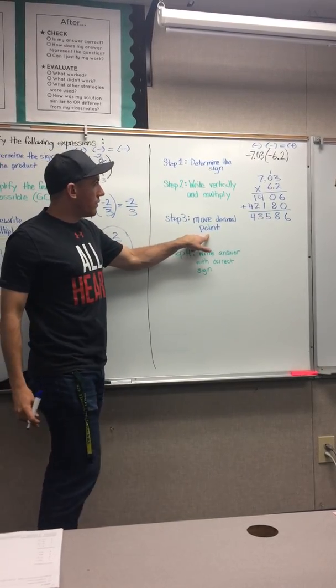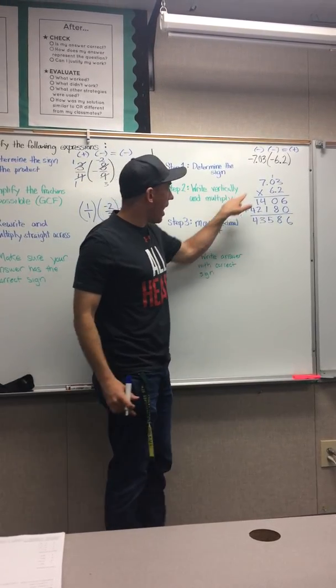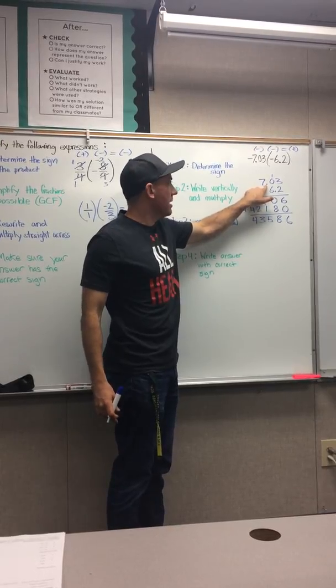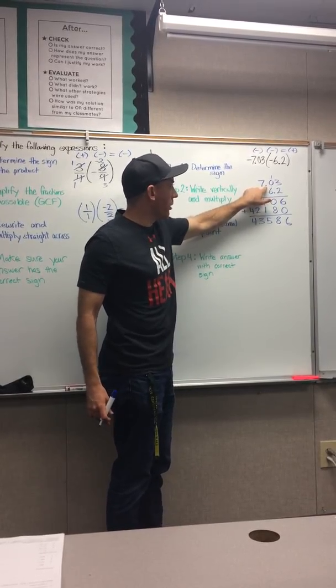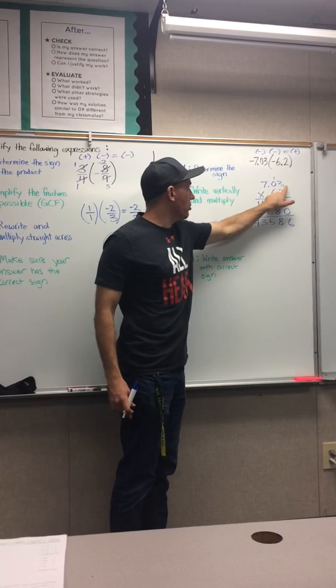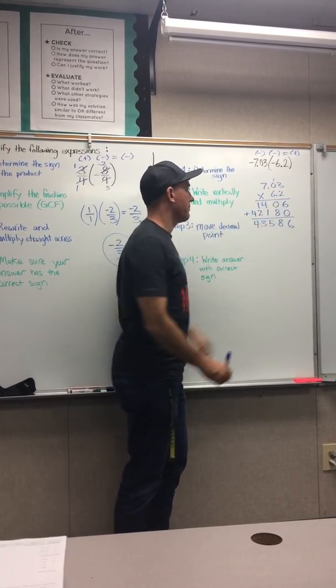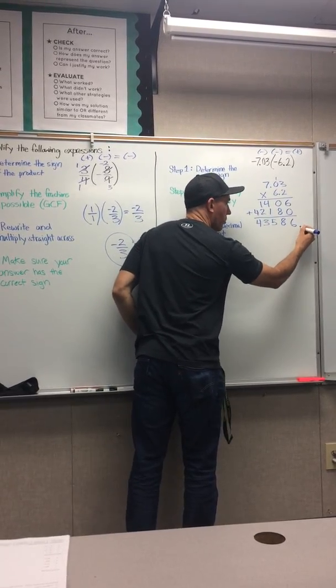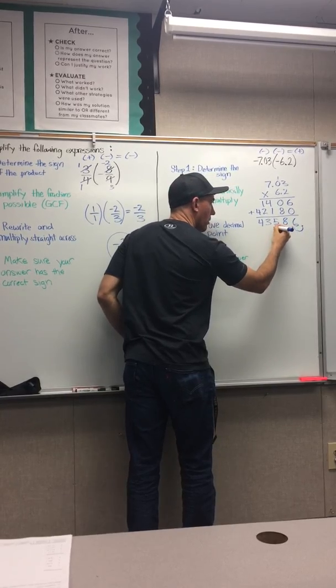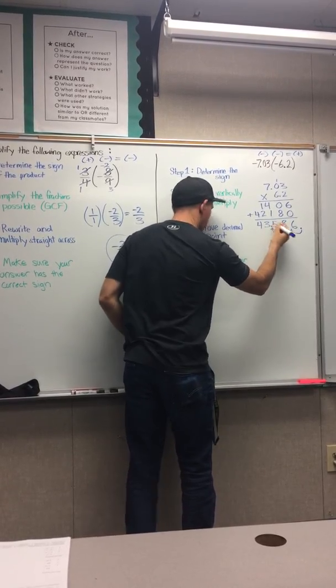Step 3 is move the decimal point. We need to find out how many places are behind the decimal point. We got 1 and 2 and 3. So we'll take it from right here and we'll go 1, 2, 3. And we can see that it goes right here.